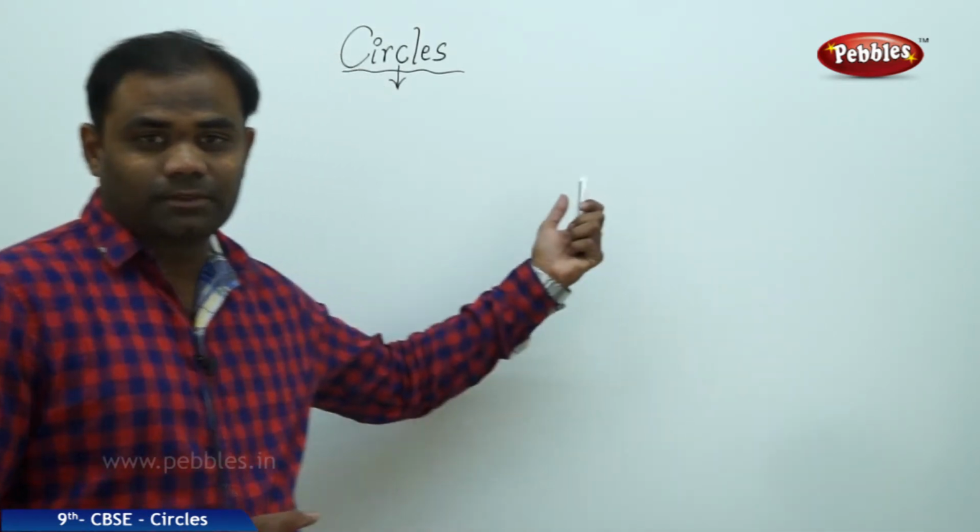Now let's see some additional chord properties in a circle. So today's session is about the chord and the angle subtended by the chord at a point. It can be the center of the circle or at any point on the circumference of the circle. So today's session: angle subtended by a chord at a point.